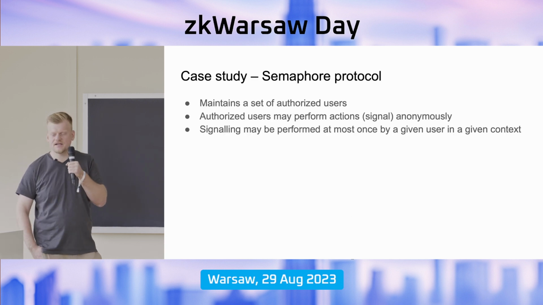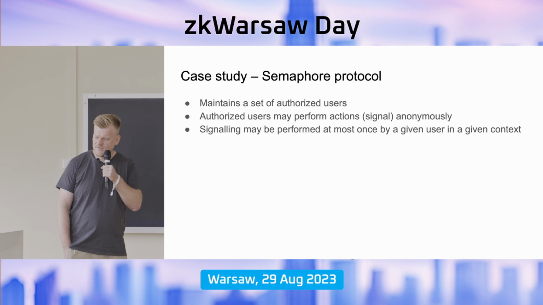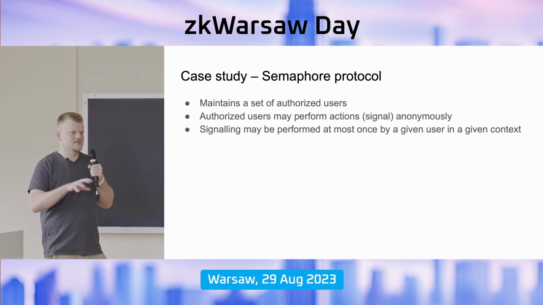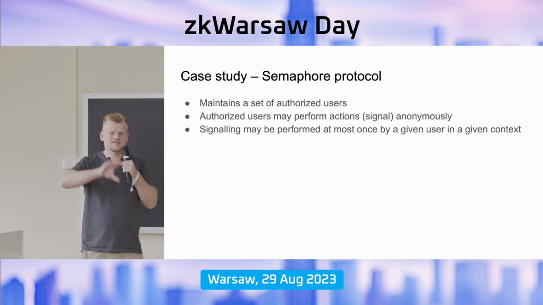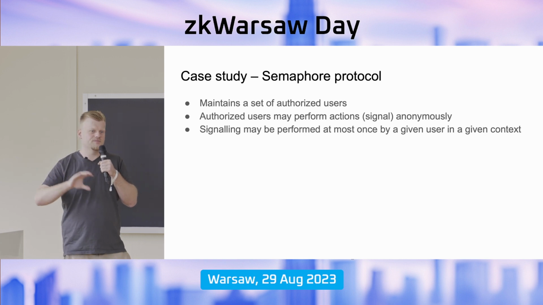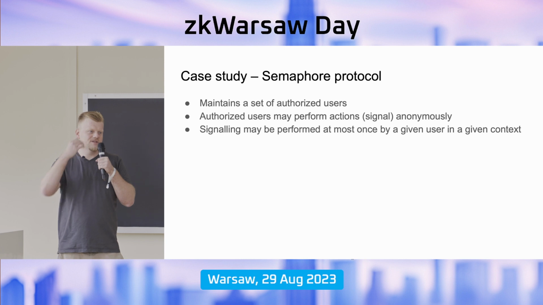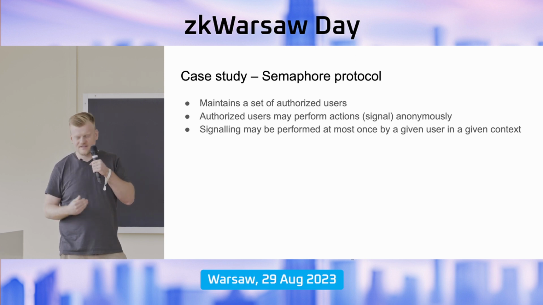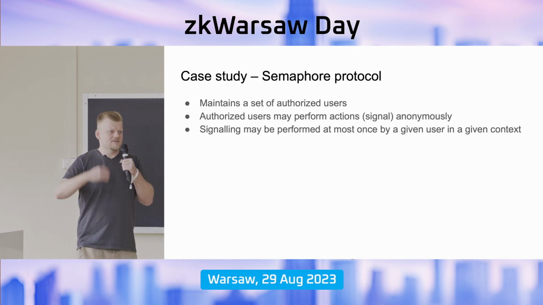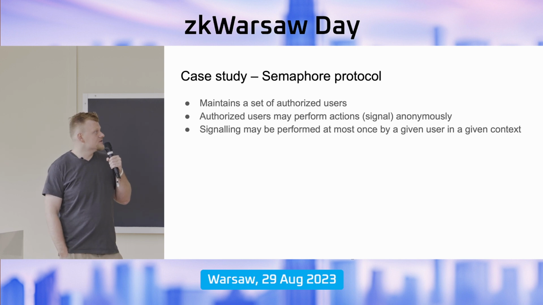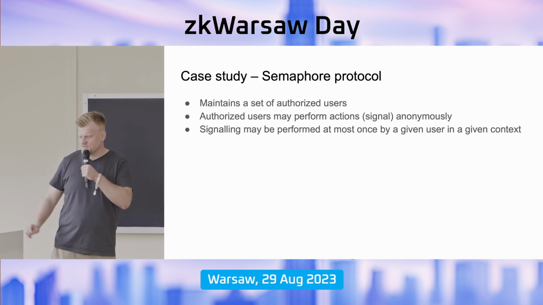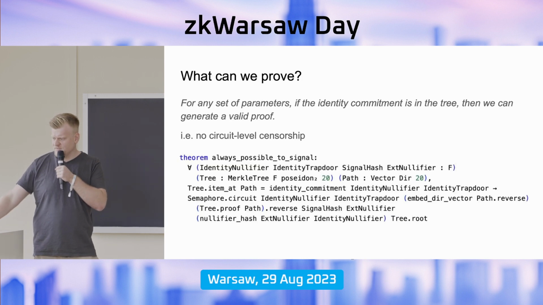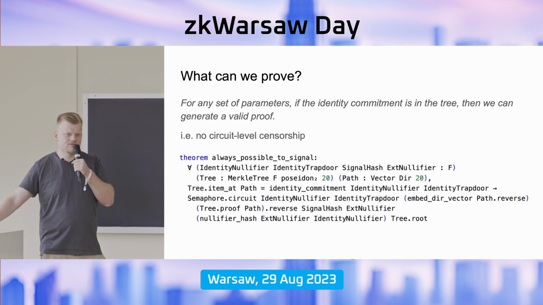Let's do a quick case study of the Semaphore protocol. For those of you who don't know, this is like one of the most common protocols in ZK. It maintains a set of people that are allowed to perform certain actions. It allows them to perform those actions, and also allows us to verify that those actions are unique. Like any person that is allowed to do the action may only perform the action at most once. So we have an implementation for this. And now what can we prove about it?